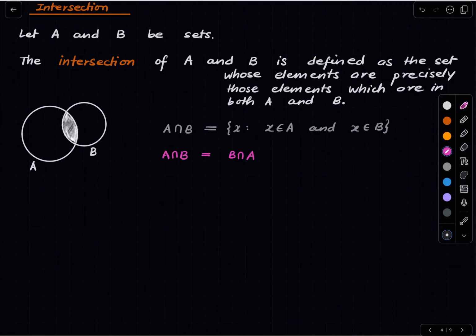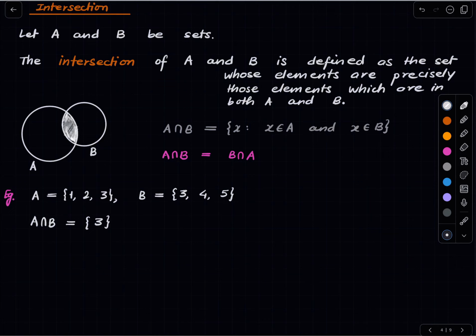And for a very simple example, like in the previous slide, we take A as 1, 2, 3, B as 3, 4, 5. A intersection B is the singleton 3, because that is the only common element.